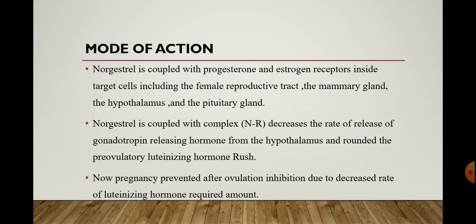Norgestrel couples with the progesterone and estrogen receptor inside the target cell, including the female reproductive tract, mammary gland, hypothalamus and pituitary gland. Then the Norgestrel couples with the complex and decreases the release of gonadotropin releasing hormone from the hypothalamus and the preovulatory luteinizing hormone rush. Now the pregnancy is prevented after ovulation inhibition due to the decreased rate of luteinizing hormone required amount.